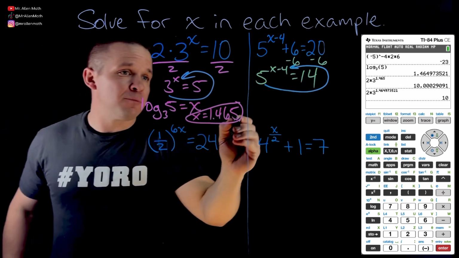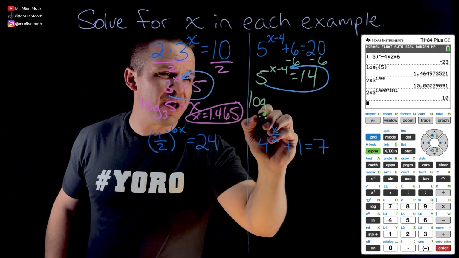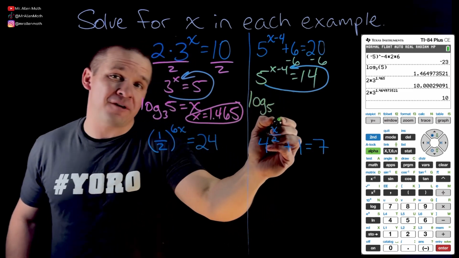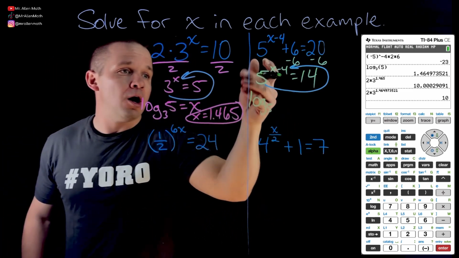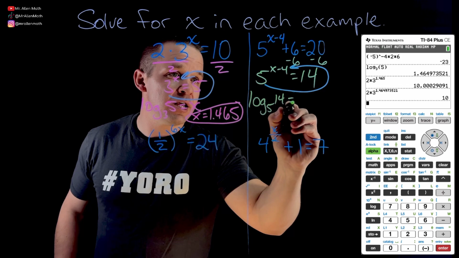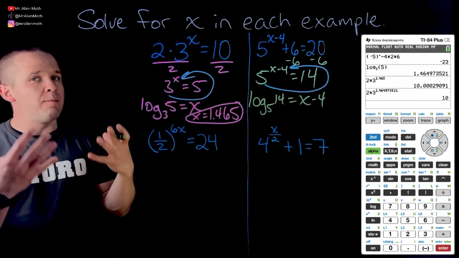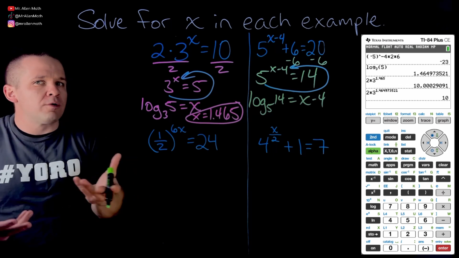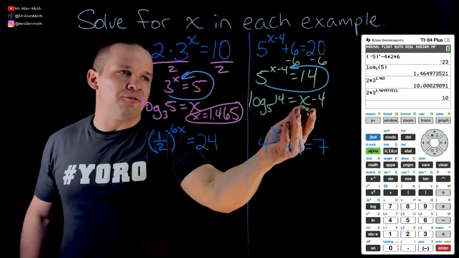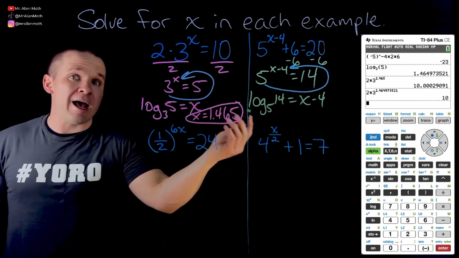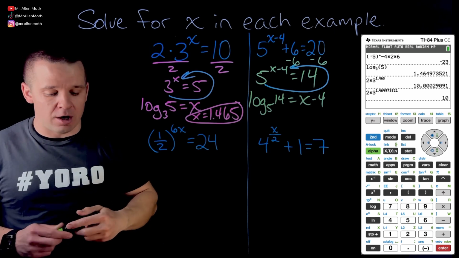So now we have log base 5. I always start with that base, right? The 5 is the base in my logarithm of 14, which equals the exponent, x minus 4. Now, I'm going to plug this into my calculator, but there's one more step needed to solve for x. What is that? Well, I got to add 4 to both sides, and I love doing this all in my calculator.